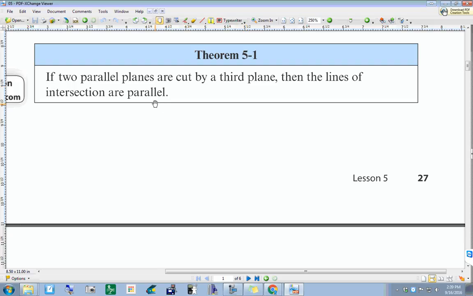Now, if I'm talking about the room, are the ceiling and the floor parallel planes? Is the front wall another plane? So I've got two parallel planes, ceiling and floor, cut by a third plane, the front wall. Are these lines parallel? Is the line that's up there at the top parallel to the line that's down here? It would have to be, right? The line up in the ceiling would have to be parallel to this line down here.